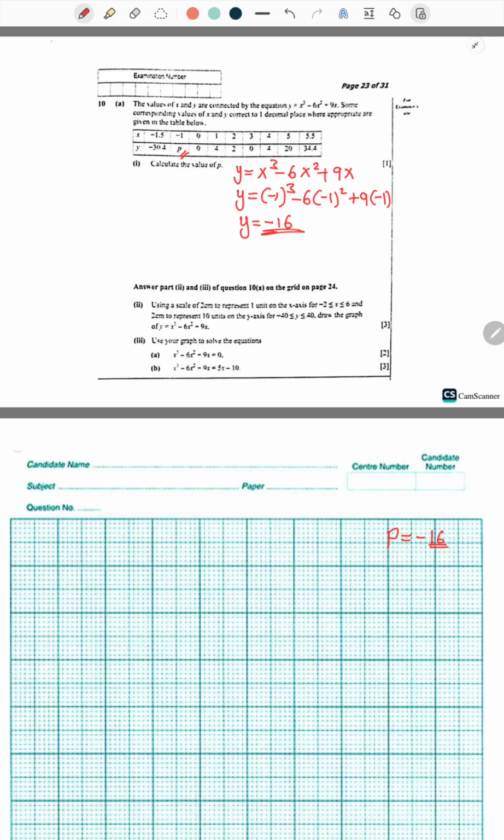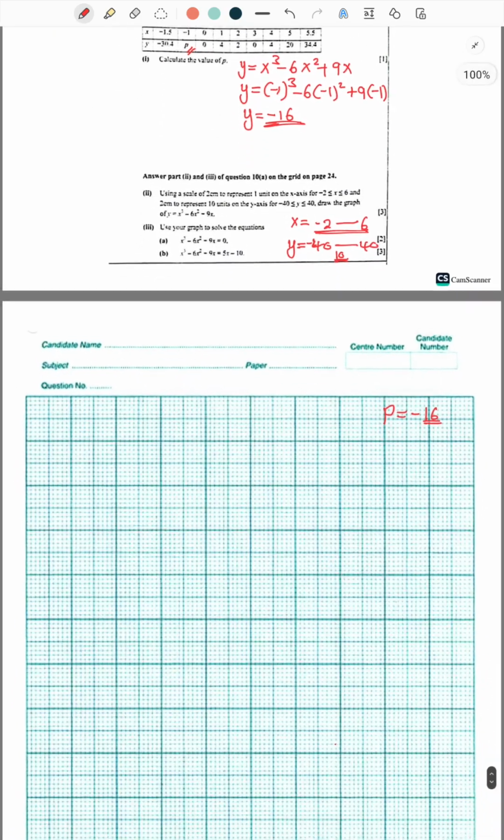The next question is saying using a scale of 2 centimeters to represent 1 unit on the x-axis. So in the x-axis we'll be moving from -2 all the way to 6, 1 step each. And in the y-axis, we will be moving from -40 to +40, 10 steps each. That's what these scales simply mean. So this is what you're going to do.